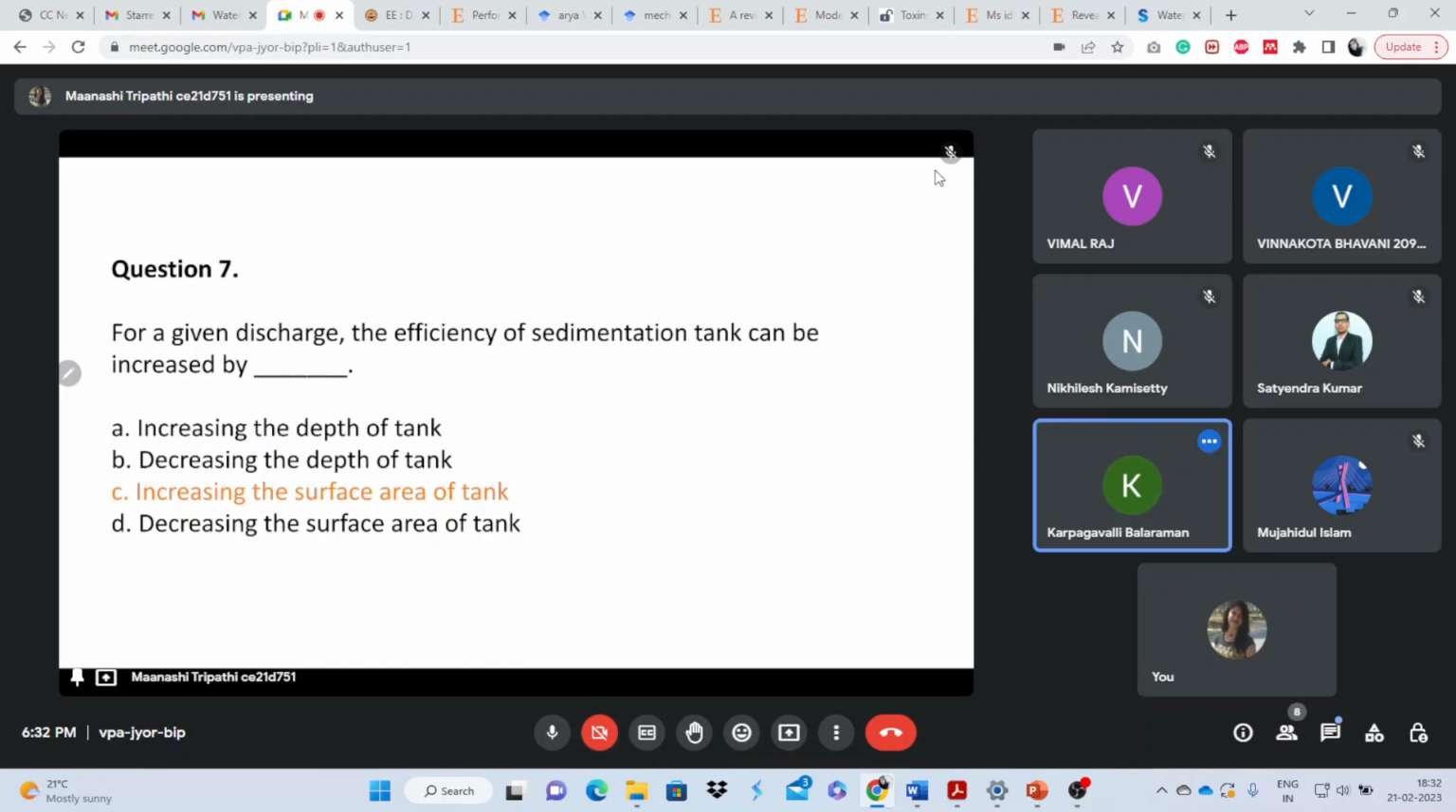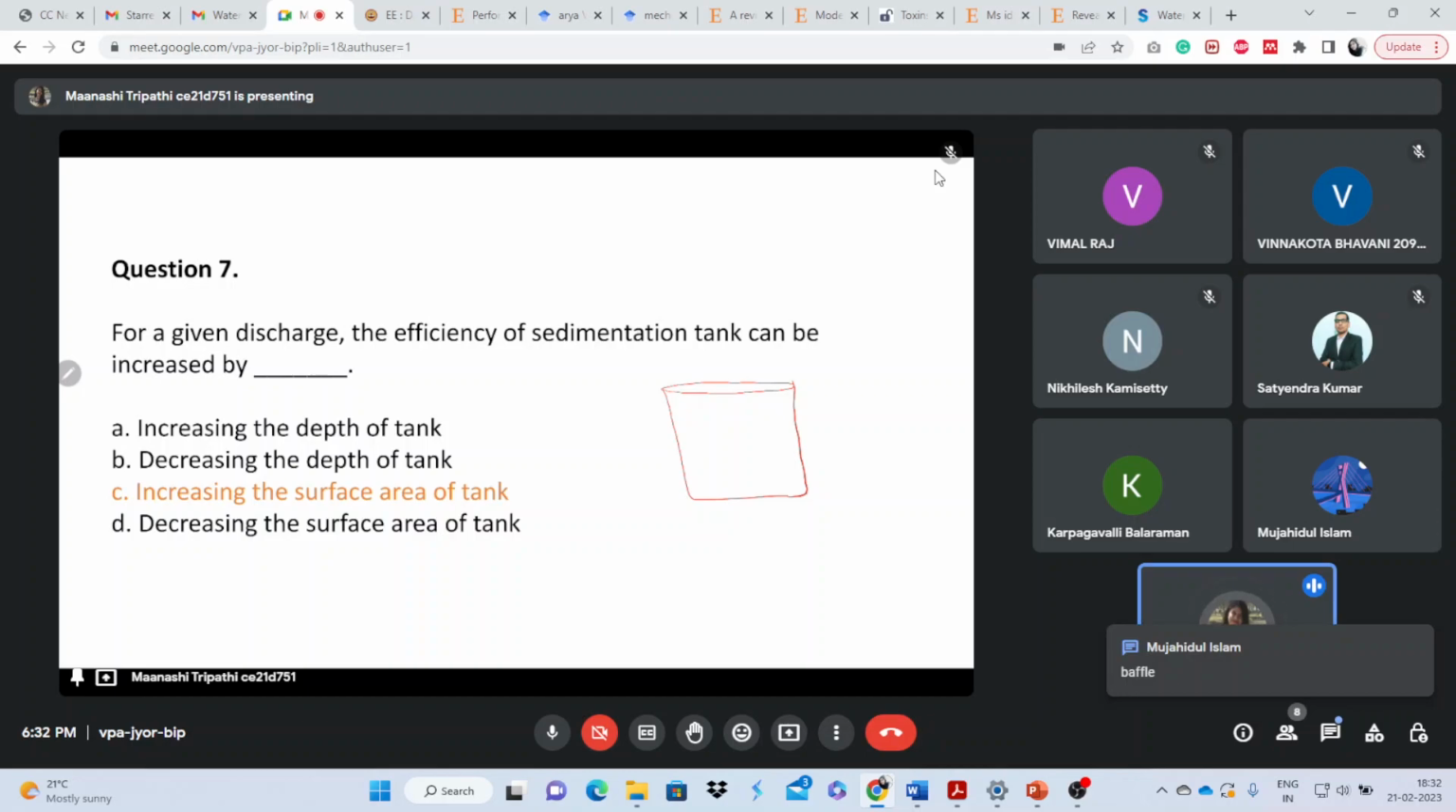Yes, one option is correct, that we can increase the length. But what if I'm fixing this length? I don't have enough space, so my length should be fixed. I'm not going to increase the length. This is my sedimentation tank. I don't want to increase the length. So what else can I do to increase the surface area?